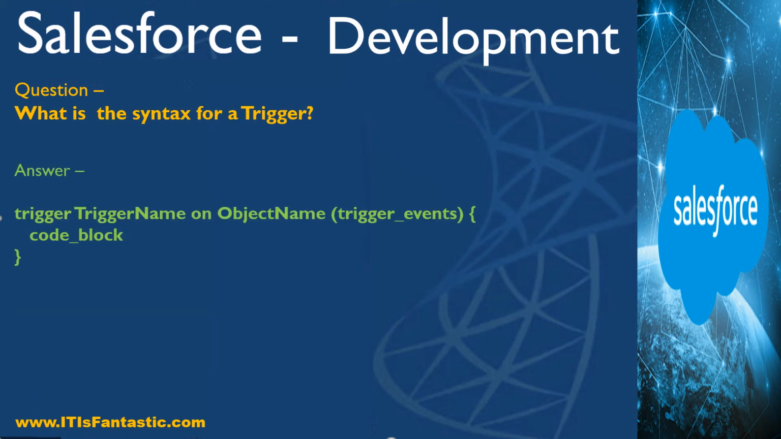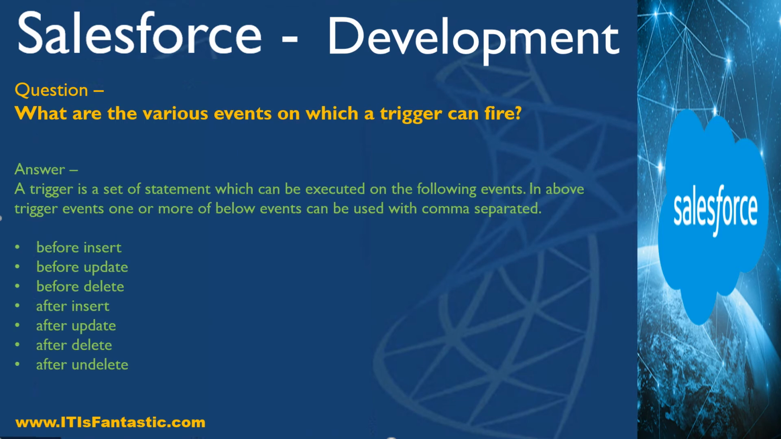What is the syntax for a trigger? Trigger, then the trigger name, then the object name, then the trigger event, and then between braces, the code block. What are the various events in which a trigger can be fired? A trigger is a set of statements which can be executed on the following events: before insert, before update, before delete, after insert, after update, after delete, and after undelete.